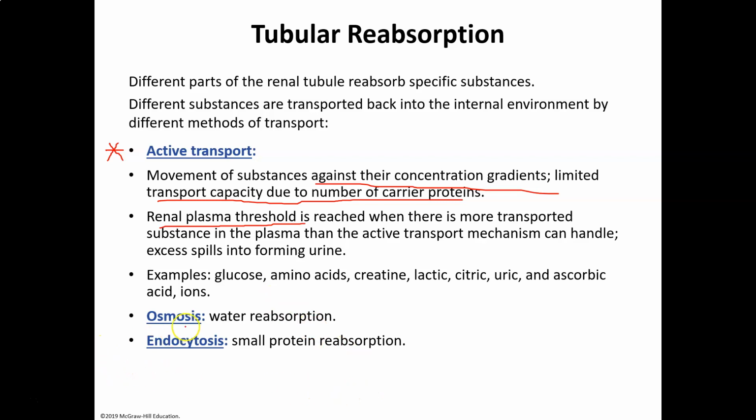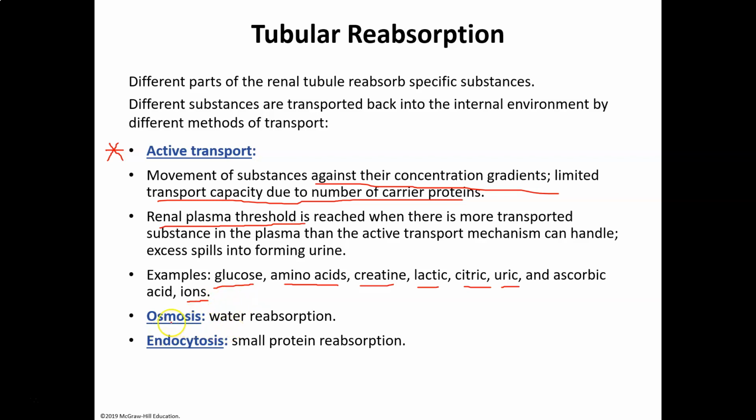So, an example, glucose. You want to keep as much glucose as possible. You want to hang on to those amino acids. They are in the glomerular filtrate. All these small things, creatine, lactate, citric acid, uric acid, ascorbic acid, ions, all these things are in the glomerular filtrate. You want as many of those things back as you possibly can get. There are transport systems that are specific for them.